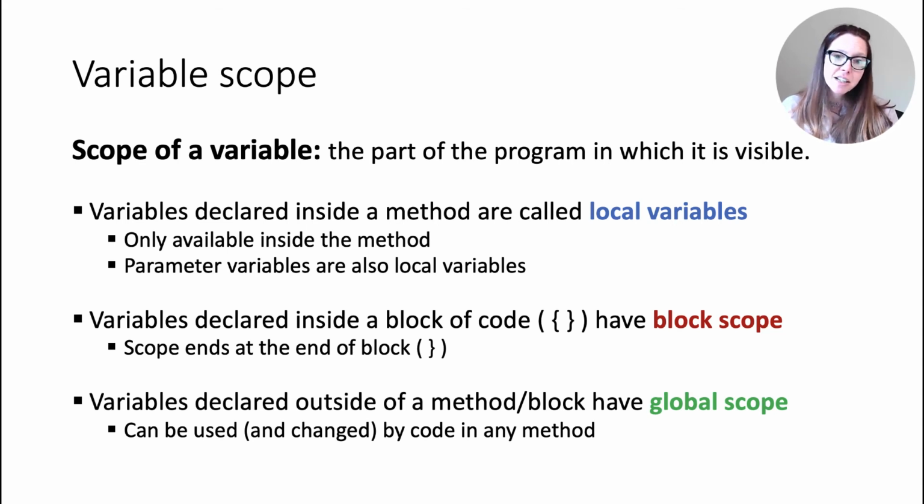Variables declared inside of a block of code, so anything starting and ending with curly braces, have block scope. The scope ends at the end of the block. Variables declared outside of a method have global scope, and they can be used and changed by code in any method. We'll see those later when we explore objects.